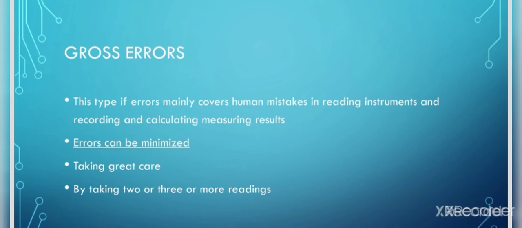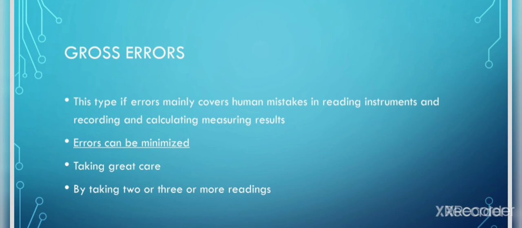For example, an operator may take the voltage reading as 100 volts instead of 110 volts. This type of error is known as a gross error, and it can be minimized by taking great care in reading and recording the data, and by taking two, three, or even more readings of the quantity under measurement. By this method, this type of error can be reduced.